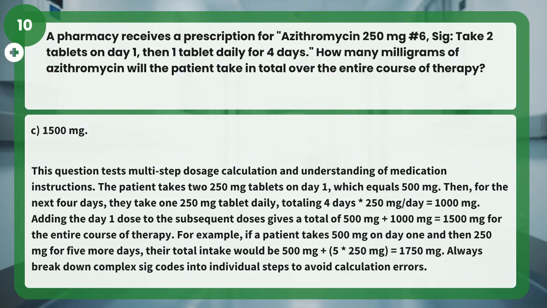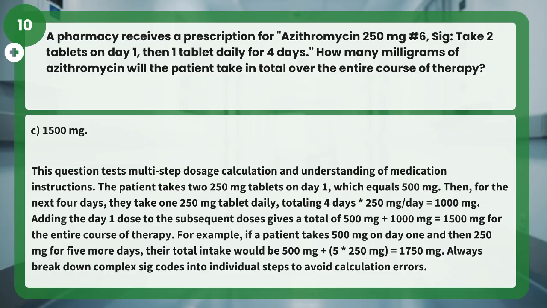Answer C. 1,500 milligrams. This question tests multi-step dosage calculation and understanding of medication instructions. The patient takes 2 250-milligram tablets on day 1, which equals 500 milligrams. Then, for the next 4 days, they take 1 250-milligram tablet daily, totaling 4 days times 250 milligrams per day, which equals 1,000 milligrams. Adding the day 1 dose to the subsequent doses gives 500 milligrams plus 1,000 milligrams, which equals 1,500 milligrams for the entire course of therapy.